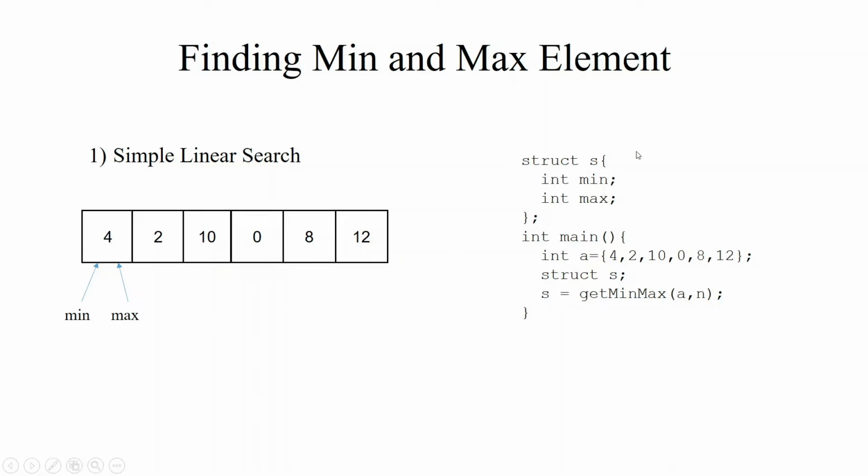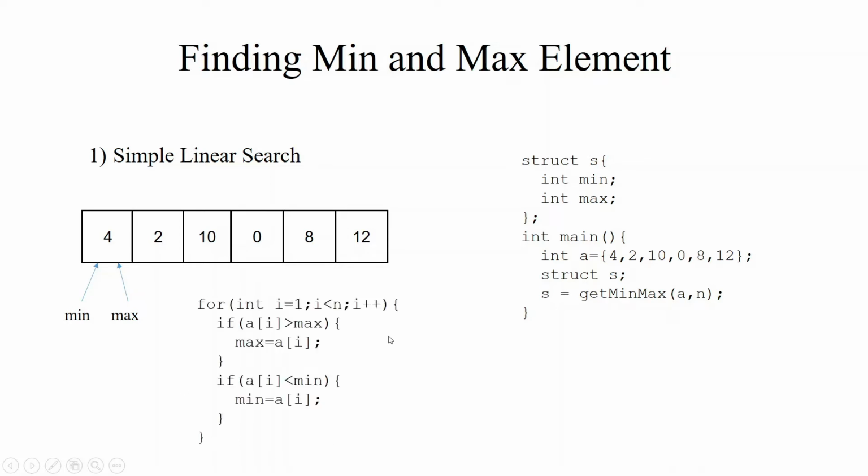But we'll use a structure here because we want to give a function output as both minimum and maximum of an array. So here I will define a get min max function, and it will output both min and max as a structure S, and that's why we have to define a structure here. So this is the pseudocode of the for loop that I have already explained.